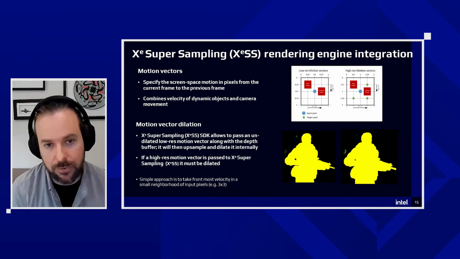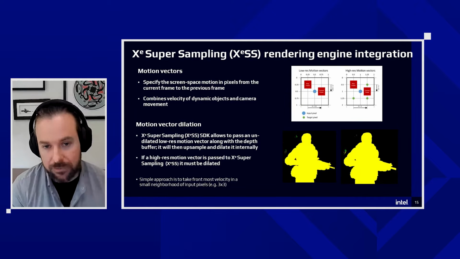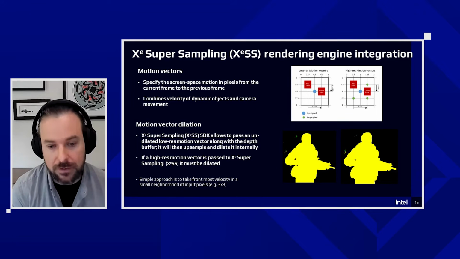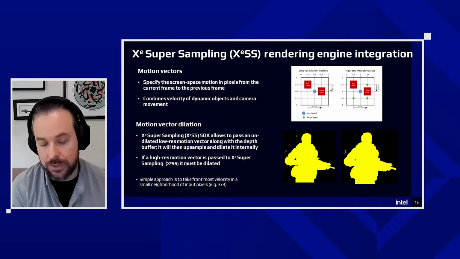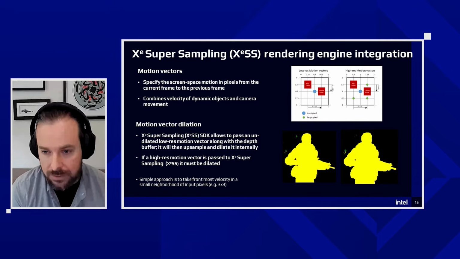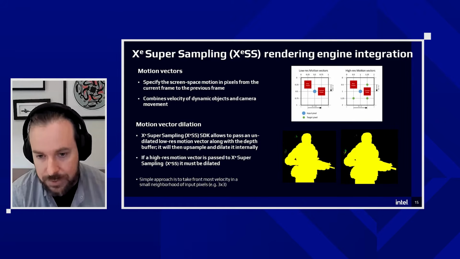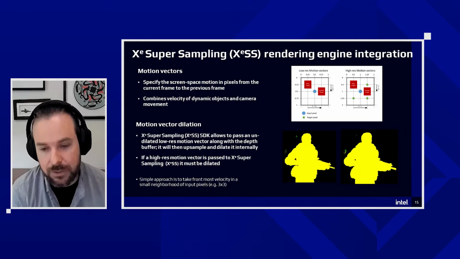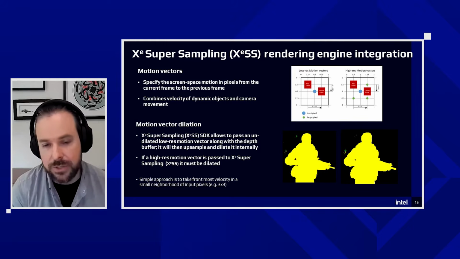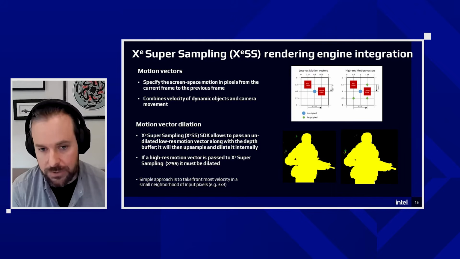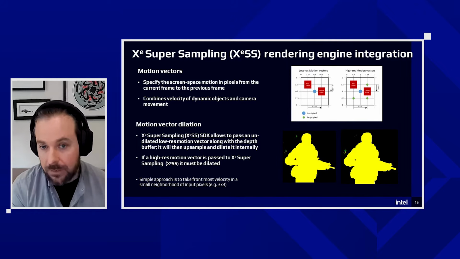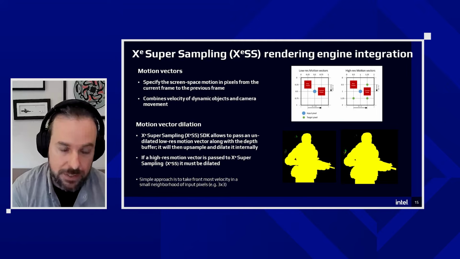And once you have that frontmost pixel from the neighborhood, you take the velocity of that pixel for a small region, like a 3 by 3 square. And thanks to that, the velocity will be diluted. You can see on these images that the gaps in the figure are filled out because they're diluted, and you won't be introducing aliasing artifacts related to velocity. And that's it, basically, for the integration of XeSS.